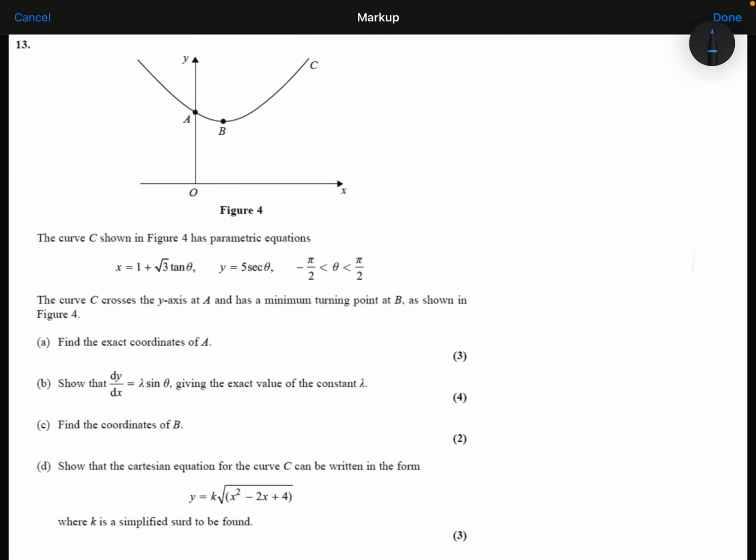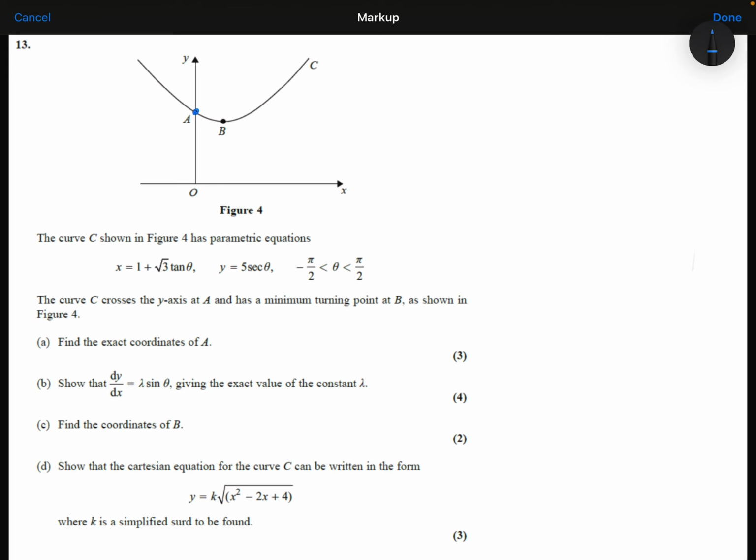Curve C, shown in figure 4, has parametric equations x equals 1 plus root 3 tan theta and y equals 5 sec theta, where theta is between minus pi over 2 and pi over 2. The curve C crosses the y-axis at point A and has a minimum turning point at point B, shown in figure 4. Find the exact coordinates of A.